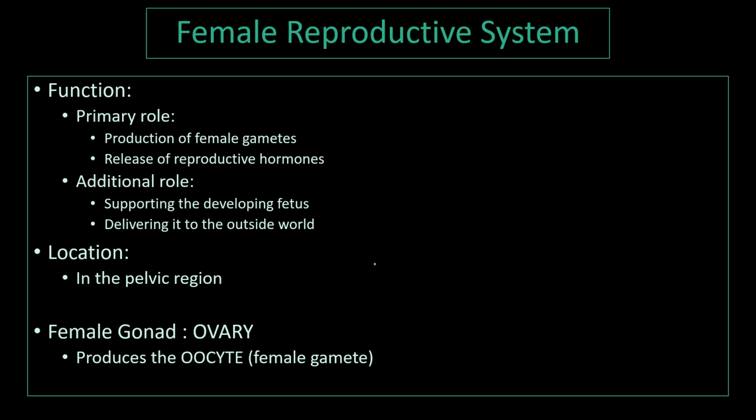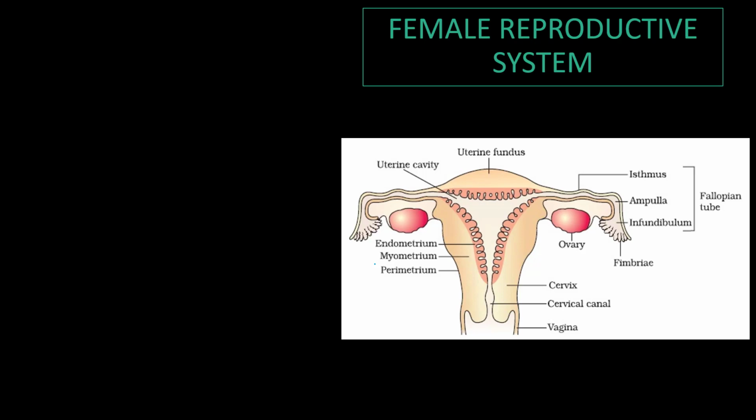Now the location of the female reproductive system is in the pelvic region. They are located inside, not outside. And the female gonad is going to be the ovary, and this gonad produces the oocyte, which is known as the female gamete. To start with, let us understand some of the structures that are associated in here.